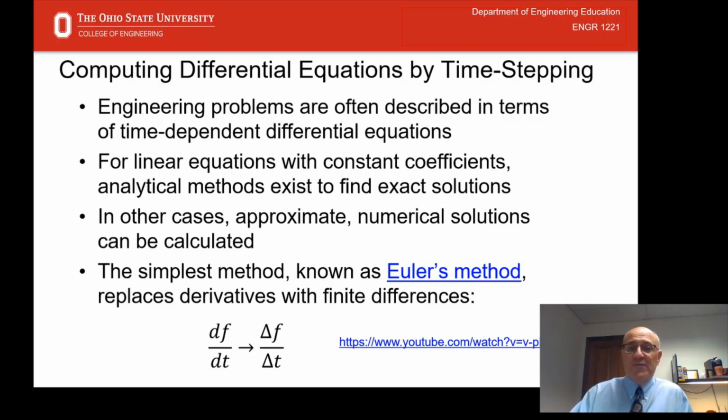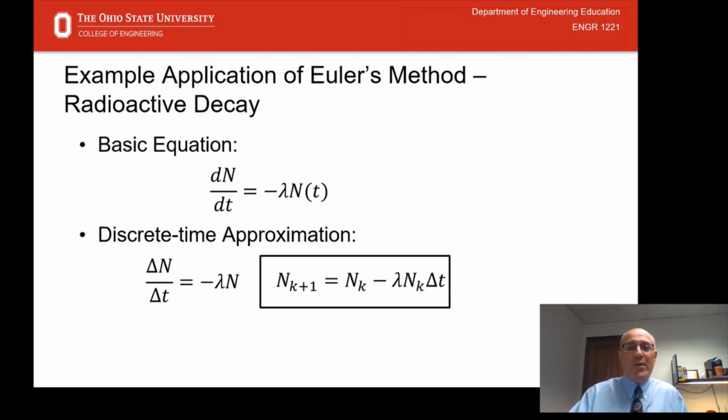As a first example of applying Euler's method, let's consider what's probably the simplest differential equation that there is, and one you've probably seen before, and that's the equation for radioactive decay. This equation says that the number of nuclei that decay per unit time, dN/dt, is proportional to the number of nuclei that haven't decayed yet, N(t). And there's a proportionality constant called the decay constant, usually written as lambda. And the minus sign just says that the number of nuclei is decreasing with time because they're decaying.